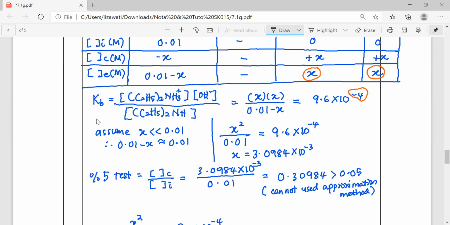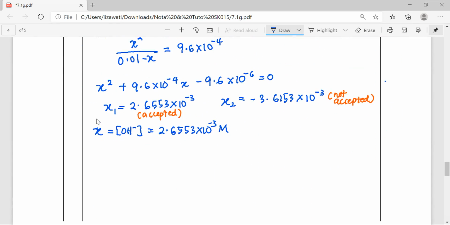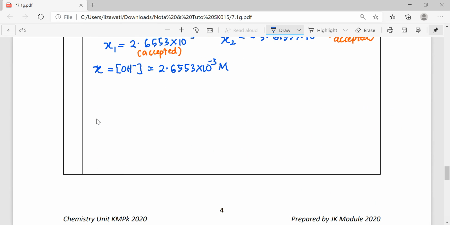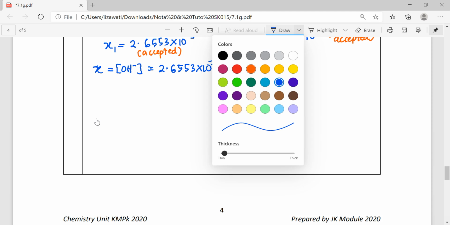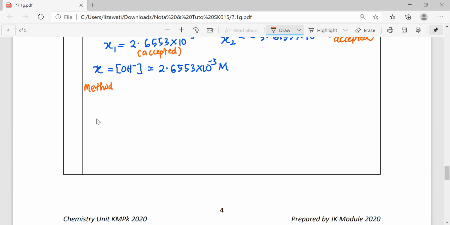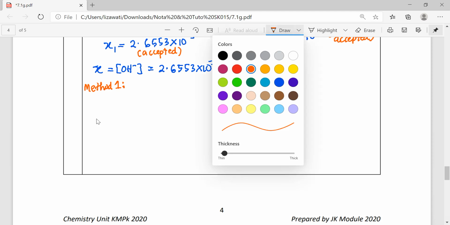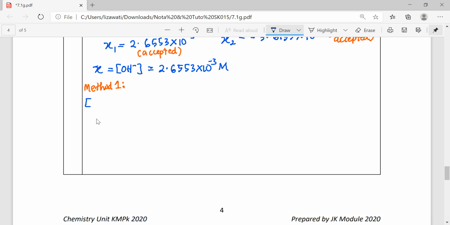Alright, so now our target here is to calculate the pH. However, we only have the information about OH minus. So the next step, you can calculate the concentration of H3O plus ion. There are two methods. Method 1, you can use the formula of Kw. Therefore, we can find the value of H3O plus as Kw over the concentration of OH minus. Just substitute Kw and the concentration of OH minus. From here you will get the concentration of H3O plus.